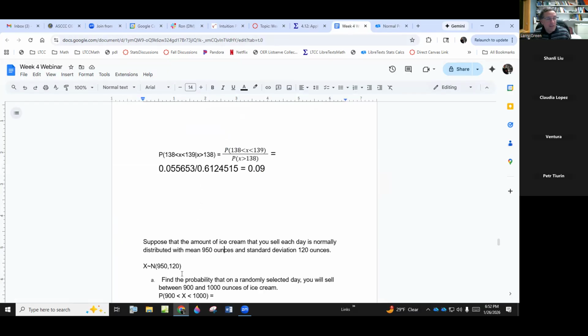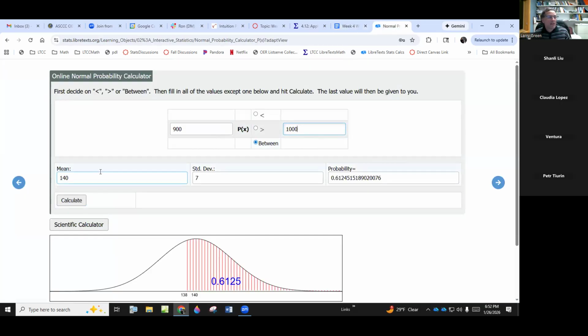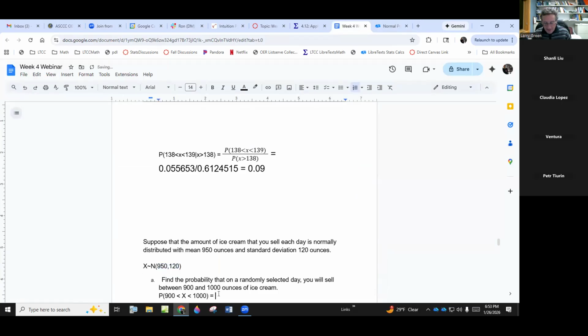Our mean in this case is 950 and our standard deviation is 120. So 950 for the mean, 120 for the standard deviation. We want the probability, so I leave that blank and I hit calculate. And there's our probability, about 0.323. Okay, so not that small a chance. Not gigantic, but not tiny. Any questions on part A?